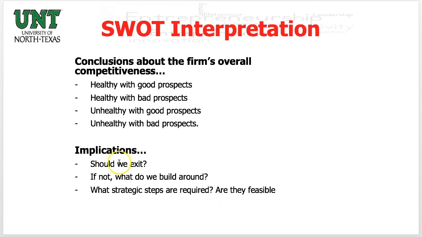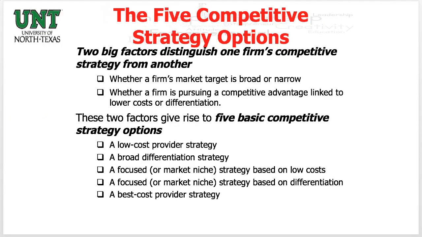What you need to do is then look at, should the company exit the industry? If you're in a bad situation, then what do you ultimately build around, and what steps would be necessary to remain competitive? Okay, the 5 competitive strategy options.